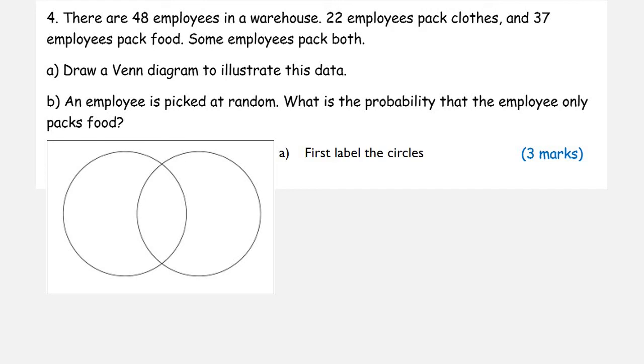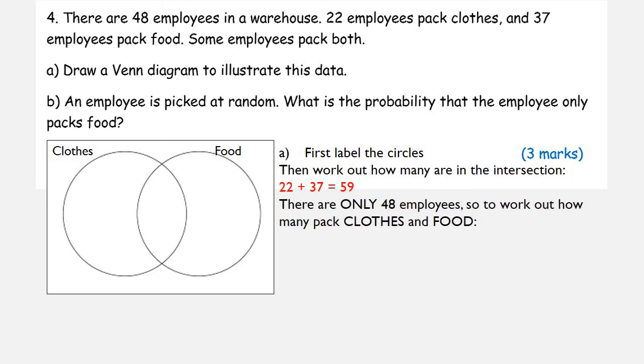Okay, we're going to label them clothes and food, and then we start to put the numbers in. It doesn't tell us how many go in the intersection. What it does tell us is that there are 48 people altogether, 22 pack clothes and 37 pack food. So if we add 22 and 37 together, we get 59, and there are only 48 employees.